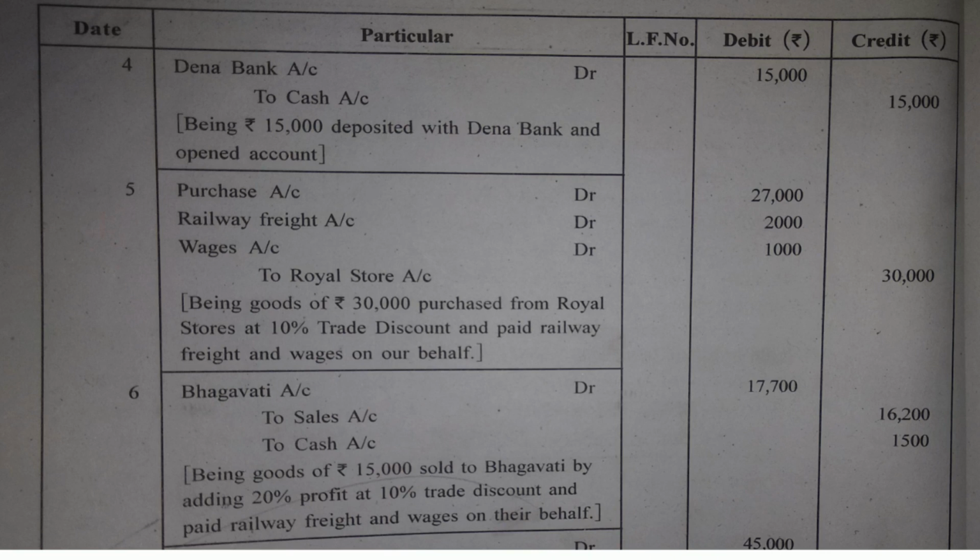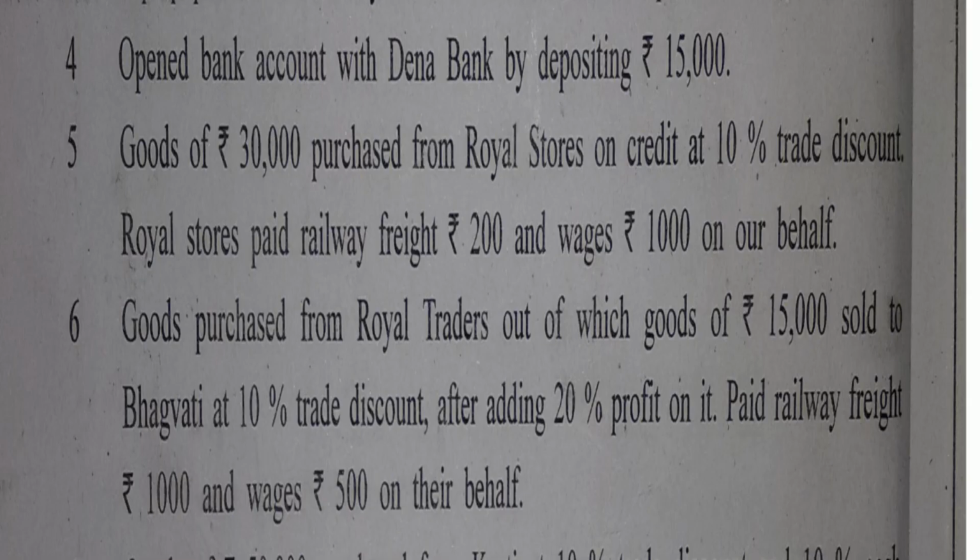If you are thinking that, ma'am, why you have not debited railway freight and wages account here? You have debited in the previous transaction. It is because in the previous transaction, railway freight and wages was my expense. Here it is the expense of Bhagwati. She will debit it in her books of accounts, not me. I have just paid cash that I will take from Bhagwati. Wages and railway freight is her expense. I have just paid cash on her behalf that she will give me. So we are done with the 6th transaction.